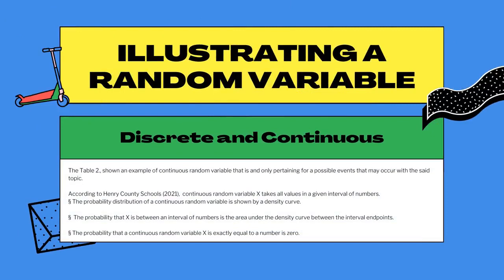Table 2 shows an example of a continuous random variable. According to Henry County Schools 2021, a continuous random variable x takes all values in a given interval of numbers. The probability distribution of a continuous random variable is shown by a density curve. The probability that x is between an interval of numbers is the area under the density curve between the interval endpoints. And the probability that a continuous random variable x is exactly equal to a number is 0.